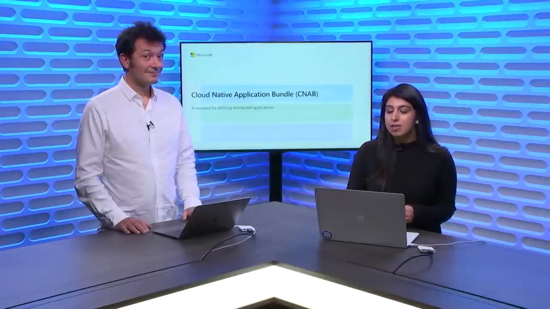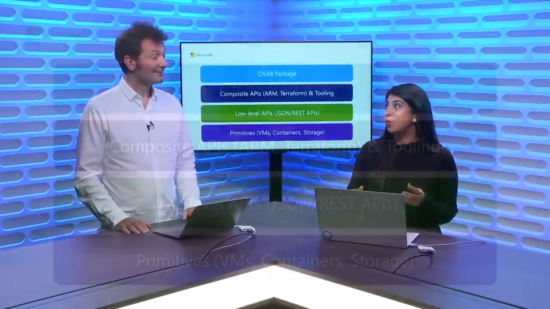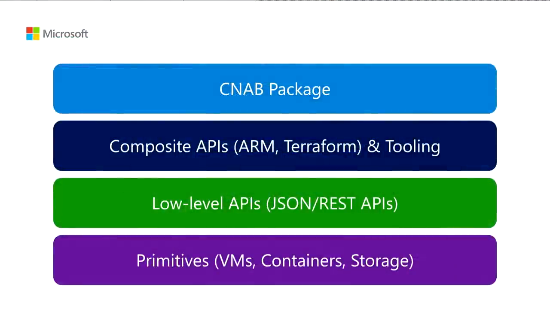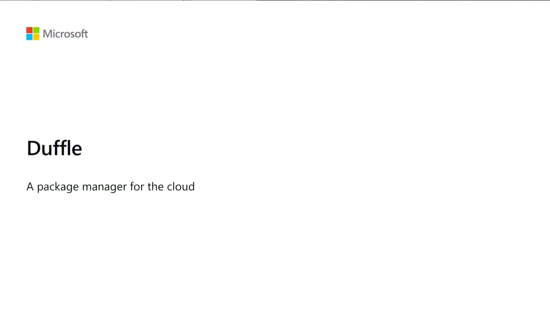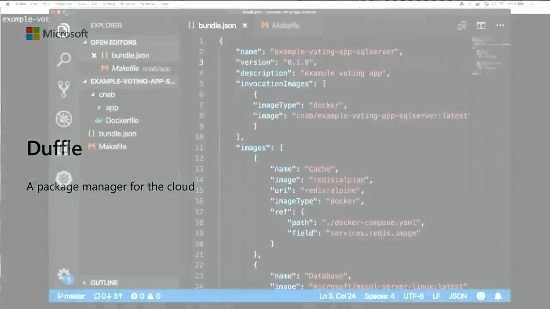But the question we've been asking ourselves is, with so many well-developed tools and templates and scripts, how do you actually package up the components that make up your application? And that's the problem we've been working on with CNAB. We've also been working on a package manager for the cloud called Duffle, which helps you install and manage and build CNAB applications. So let's take a look at what a bundle actually looks like.